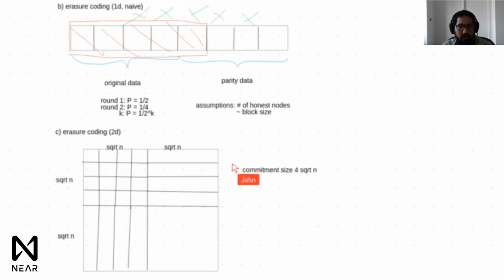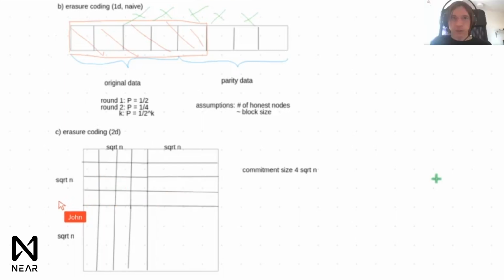Okay, great. So now that we have this, how many shares does an attacker have to hide to prevent someone from reconstructing the original data and therefore the full block, approximately? Okay, so approximately, to reconstruct everything, we need approximately n, right?